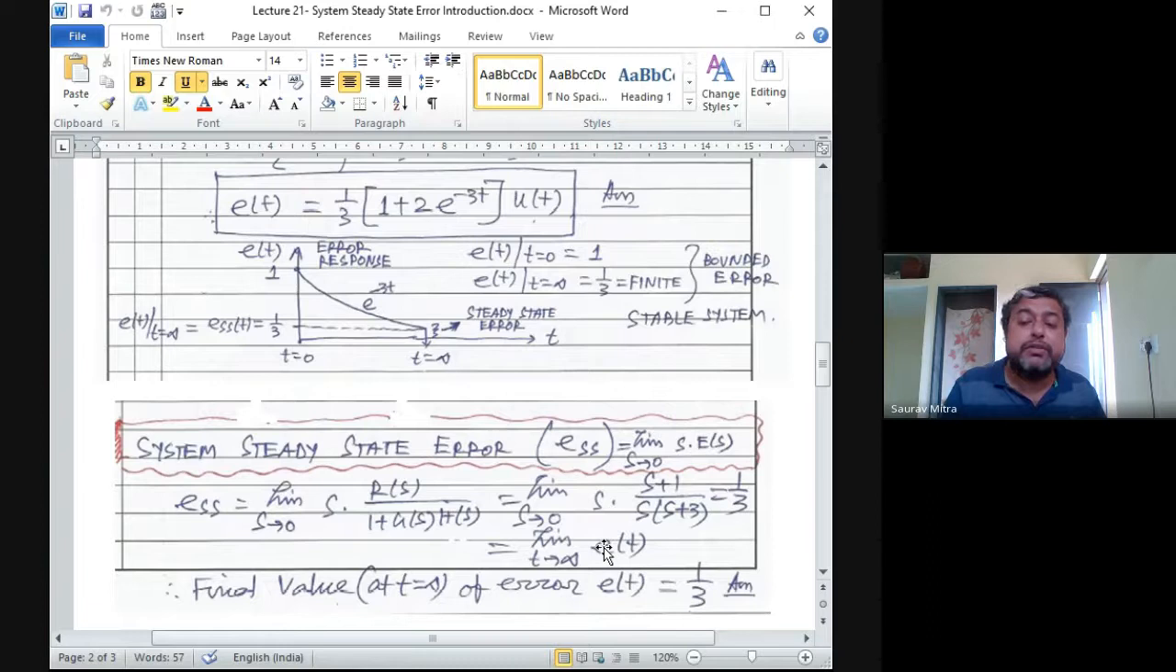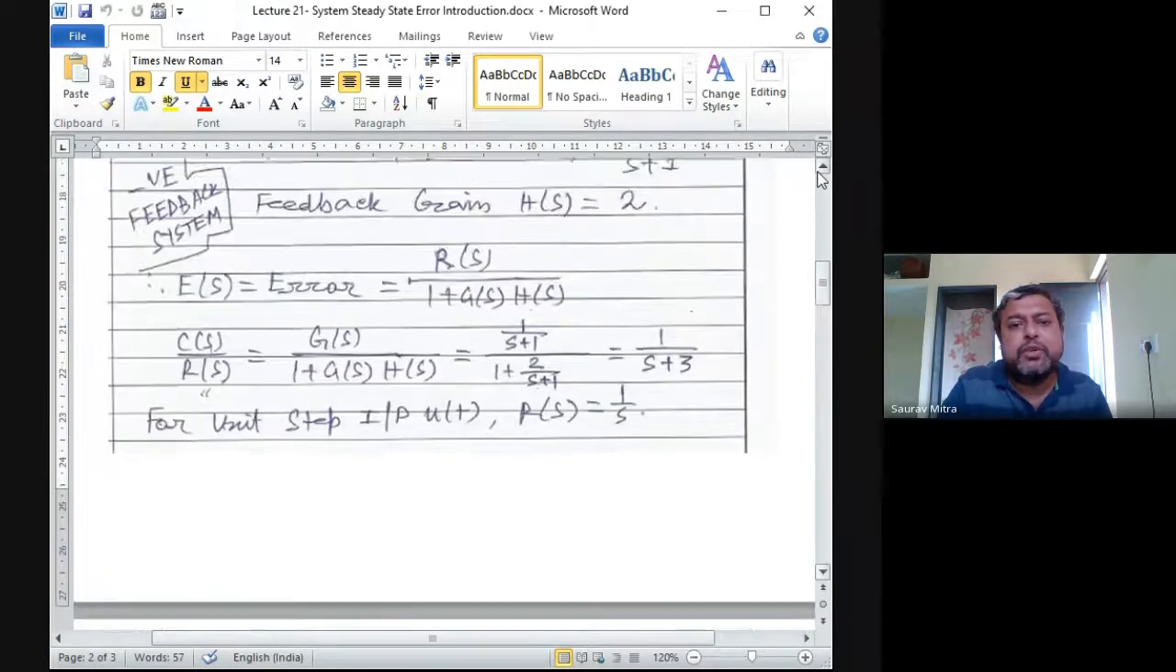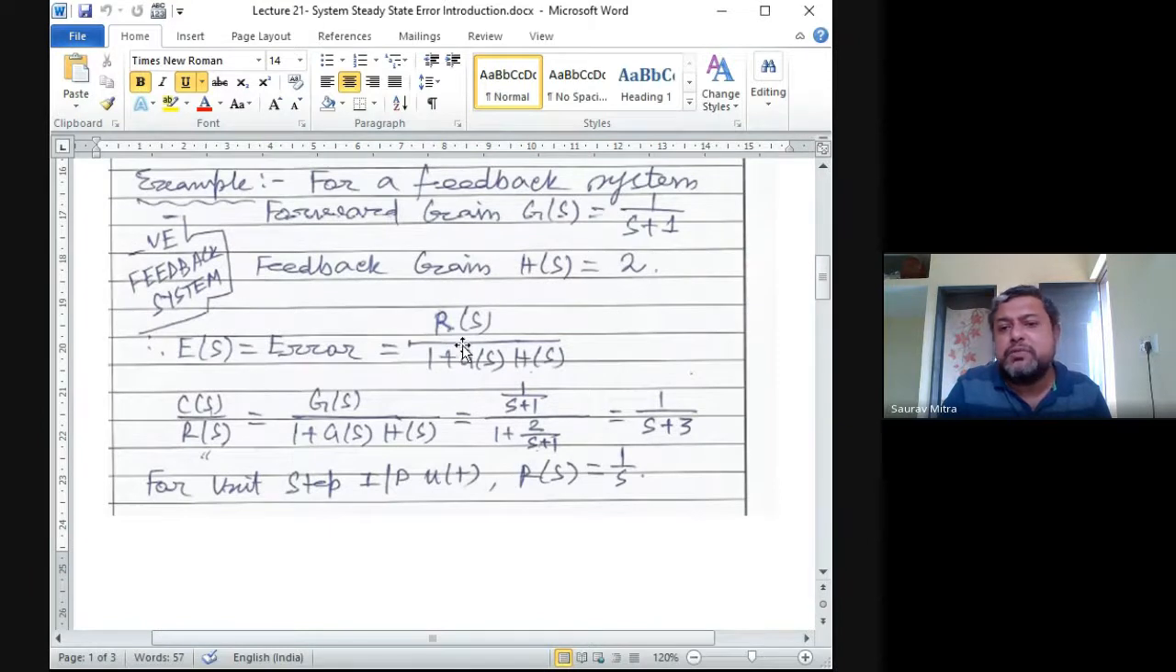E(s) is equal to, what is the formula for E(s)? We just proved it. R(s) divided by 1 plus G(s)H(s). Have you seen this? Yes, sir. E(s) is equal to R(s) divided by 1 plus G(s)H(s). In the previous page only we have proved it.